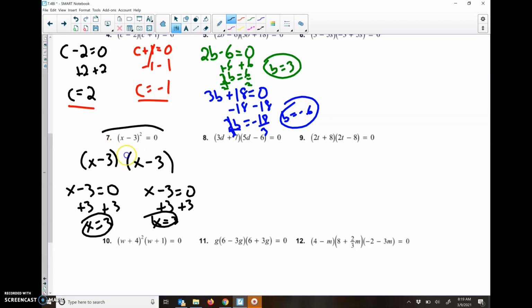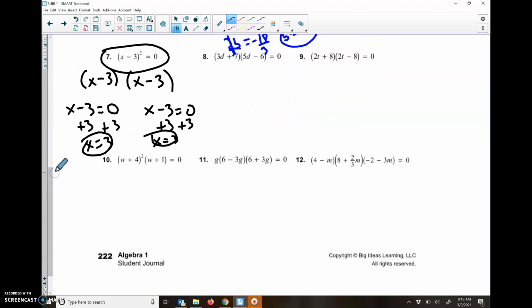Okay, so most of these are going to have 2 answers. This one you'll see only has 1 because there's only one x in there. But then when you get down here, these, with the exception of number 10, like number 11 and 12, are going to have 3 answers because there's 3 variables. I have a g, I have a 3g, and I have a 3g. Same thing with 12. I have a negative m, 2/3 m, 3m. So you're pretty much just going to do the same thing. Set each part equal to 0.